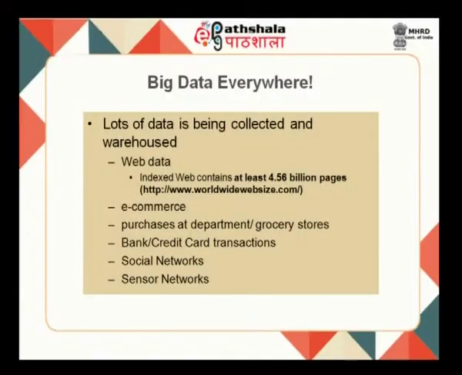Next important source of big data is sensor networks. In recent days, you might have seen application of sensor networks in various domains, especially healthcare as well as in natural calamities monitoring and firefighting environments.